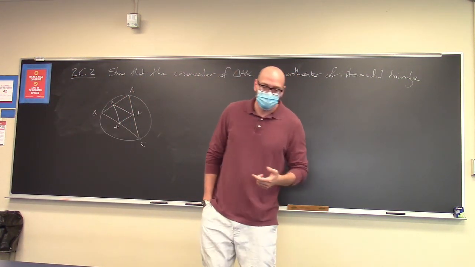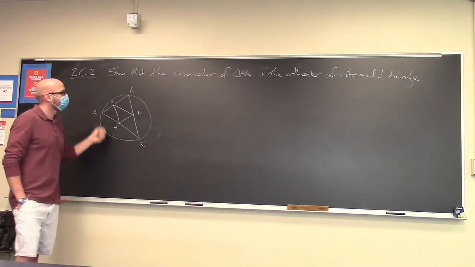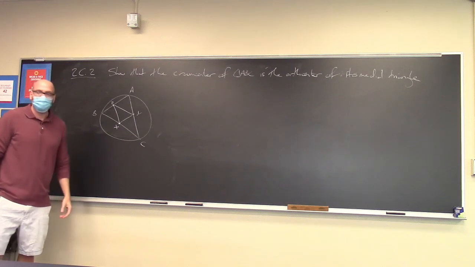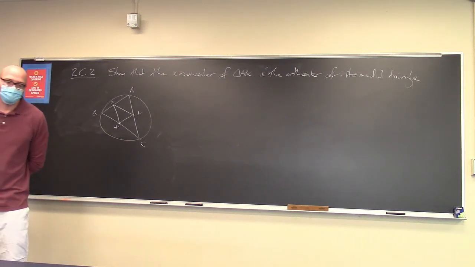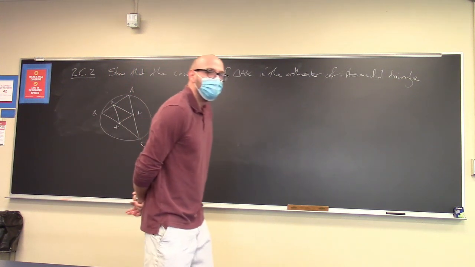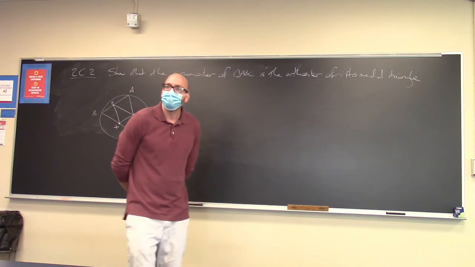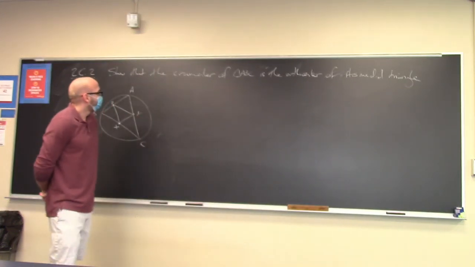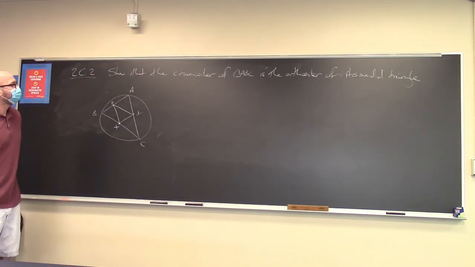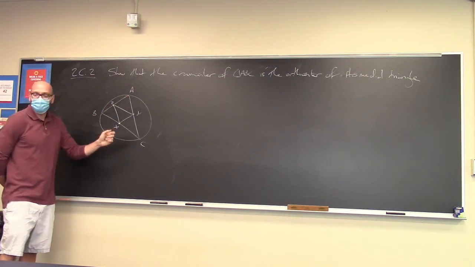How do you find O? How do you find the circumcenter? Well, of course, it's the center of the circle, but how do you find O? Because it is a point of intersection between three different lines. And that goes all the way back to proving first that every triangle is indeed inscribed in some circle.